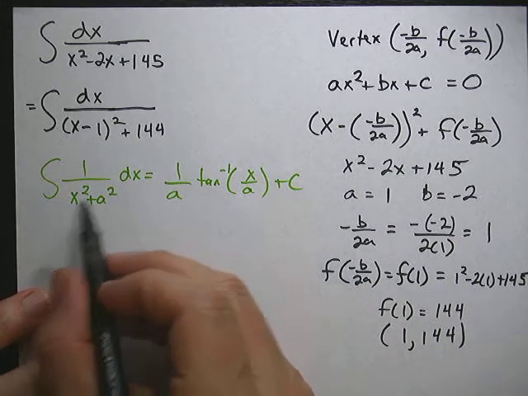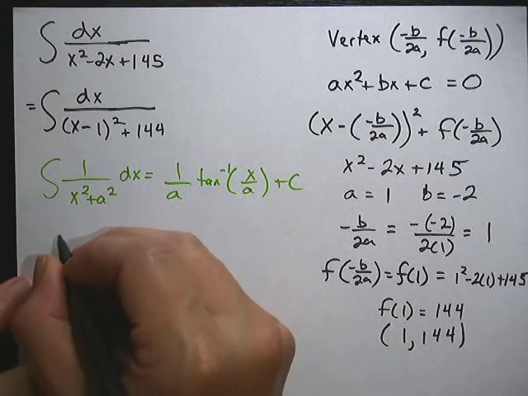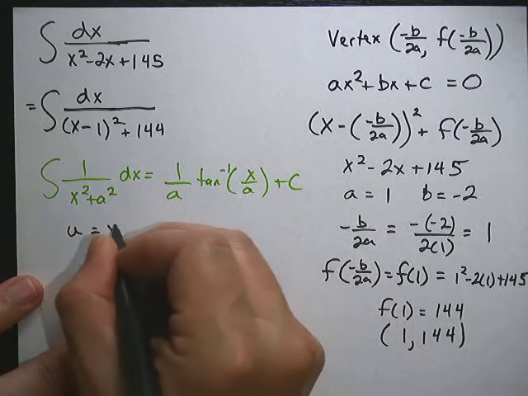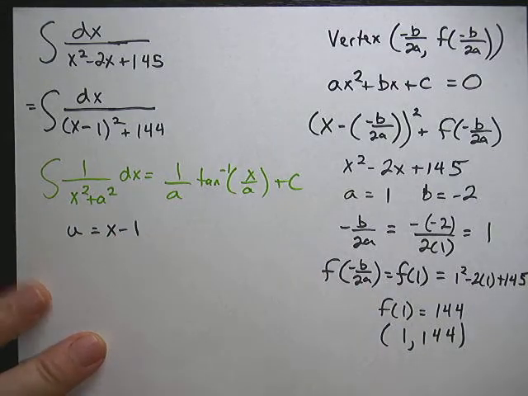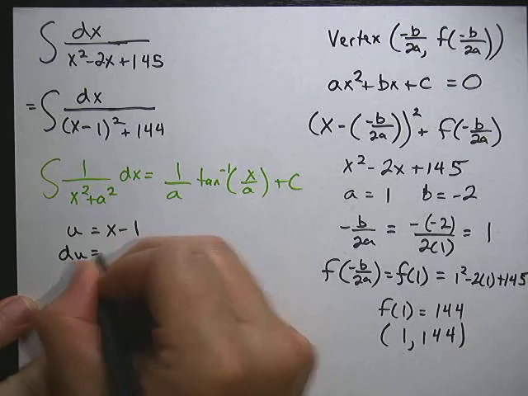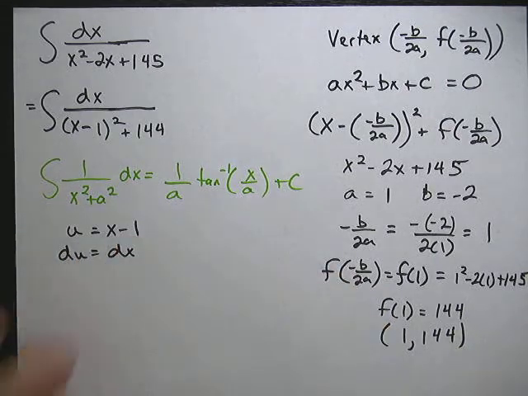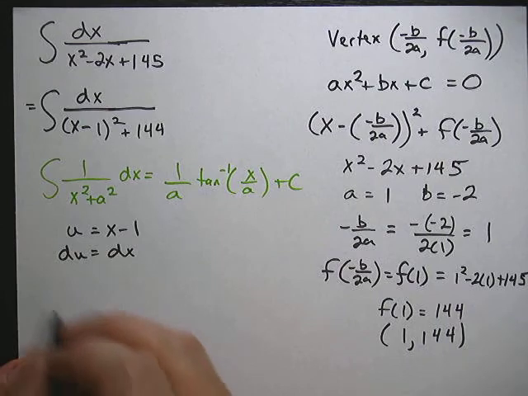So in order to get it to look more like this, let's do a substitution. Let u be equal to x minus 1. Then du is equal to dx, term by term. The x goes to 1, the negative 1 goes to 0, so it's 1 dx, or just dx. So let's do that substitution now.